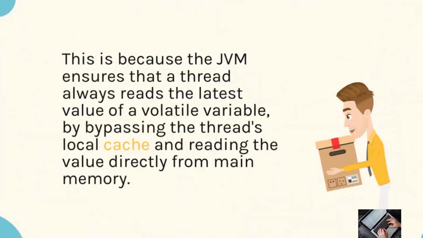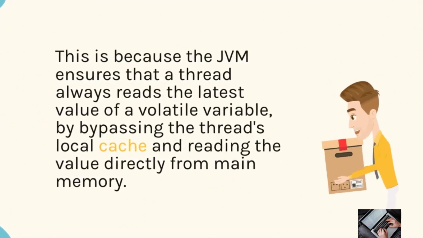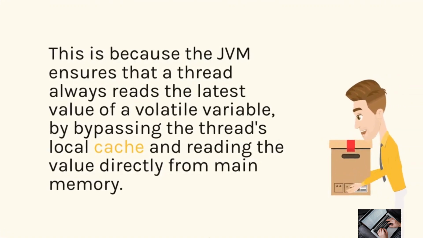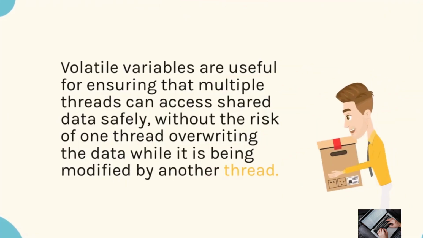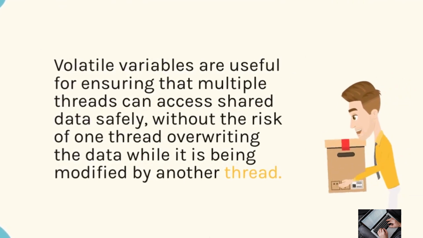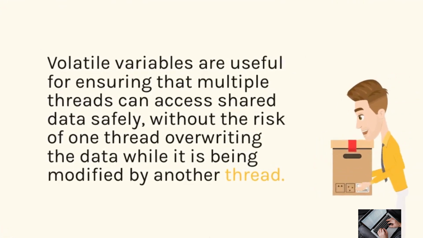This is because the JVM ensures that a thread always reads the latest value of a volatile variable, by bypassing the thread's local cache and reading the value directly from main memory. Volatile variables are useful for ensuring that multiple threads can access shared data safely, without the risk of one thread overwriting the data while it is being modified by another thread.